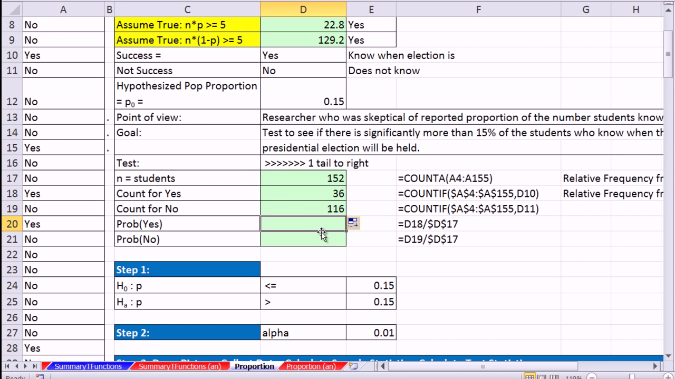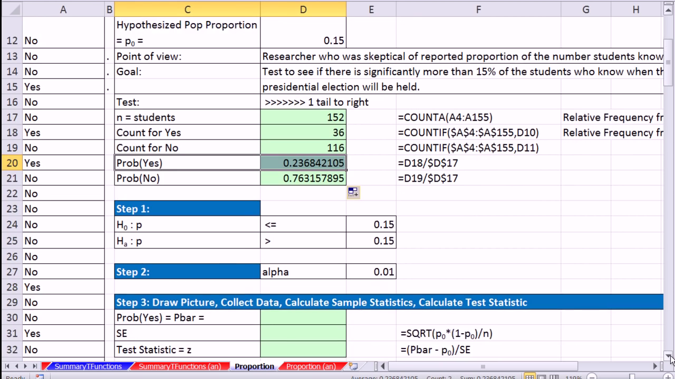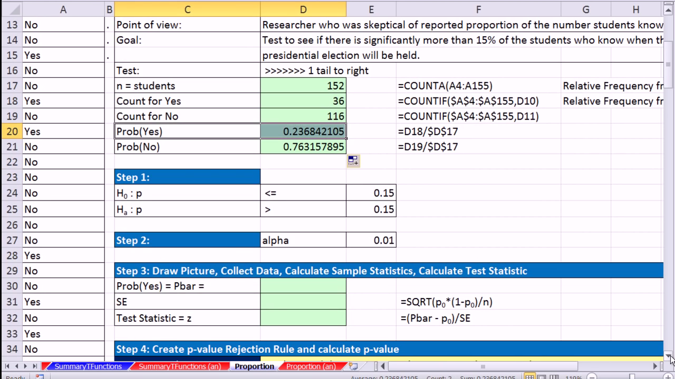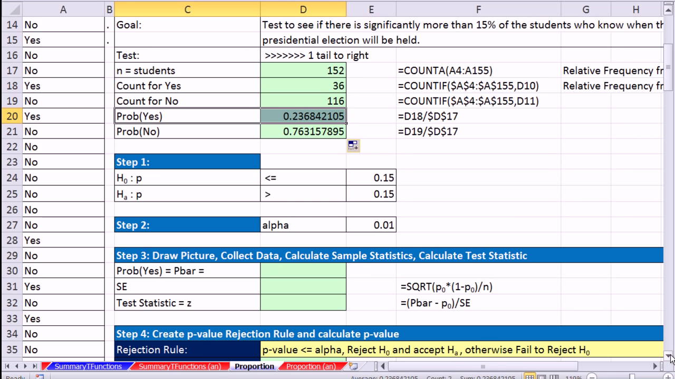By the way, this should look familiar. This is what we did in Chapter 2 when we did relative frequency, right? So I'm going to say the part divided by the whole, F4 on the 152. So we have a probability yes of about 0.24 and about 0.76. All right, now here's our sample proportion, or P bar, right?